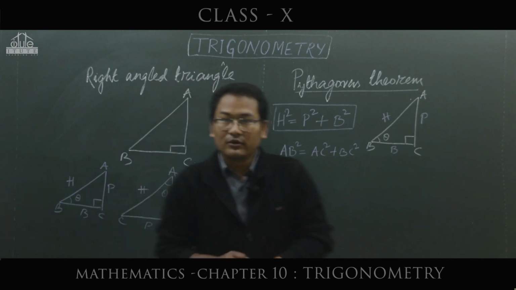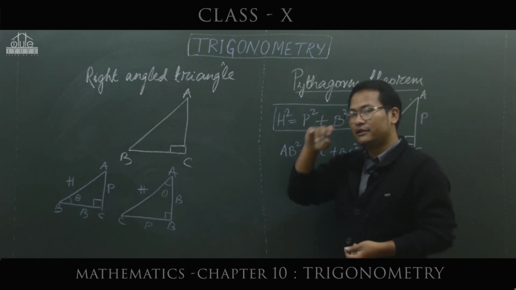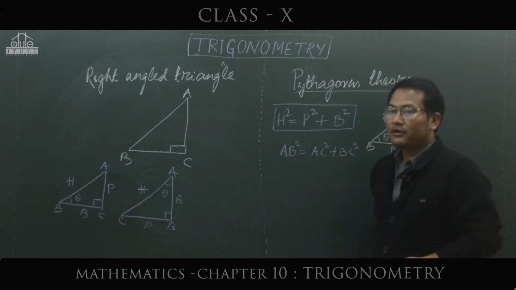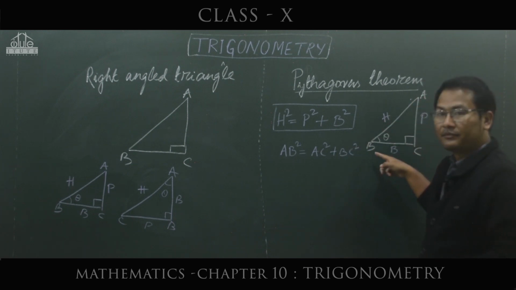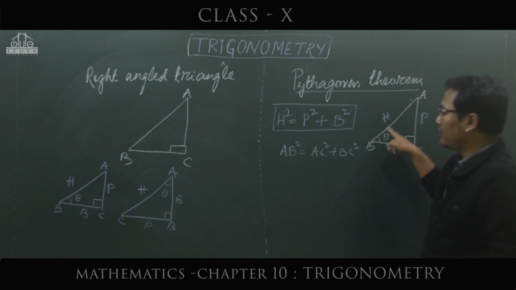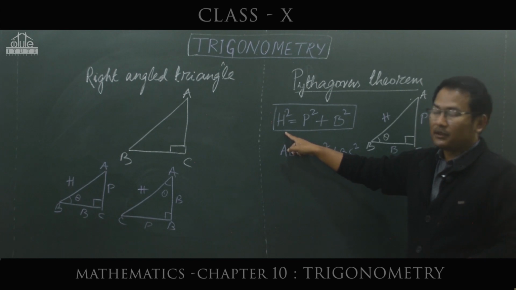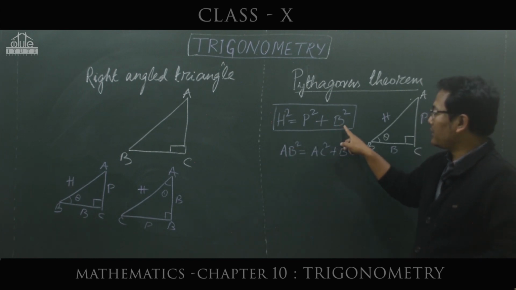Now, I want to talk about Pythagoras Theorem. This will be used quite often in the chapter trigonometry, so you need to really understand this. Pythagoras Theorem is used only in a right angle triangle. So if you have a right angle triangle, then Pythagoras theorem says that the square of the hypotenuse is equal to the sum of the squares of the other two sides, that is perpendicular and base.